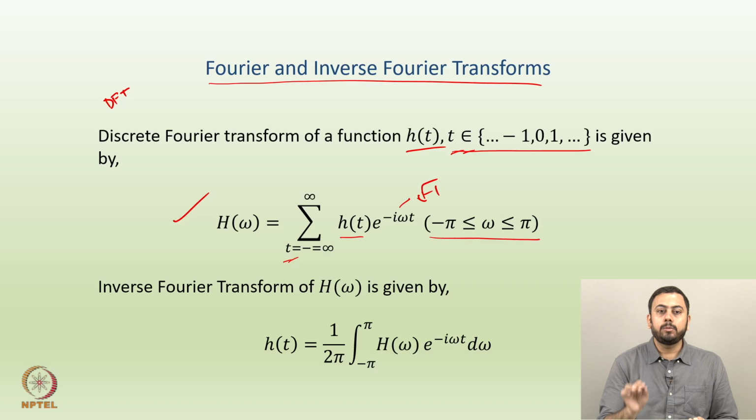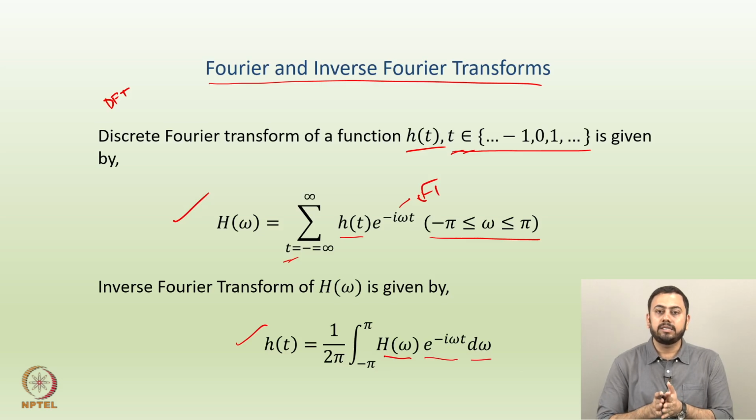And similarly, the inverse Fourier transform of H(omega). So, once you write down the Fourier transform which is H(omega), I can write down the inverse Fourier transform of H(omega). So, the inverse Fourier transform of H(omega) is given by small h of t, which is given by this function. So, 1 by 2 pi integral from minus pi to pi of the Fourier transform which is H(omega), and then multiplied by the same constant which is e to the power minus i omega t and then d omega.